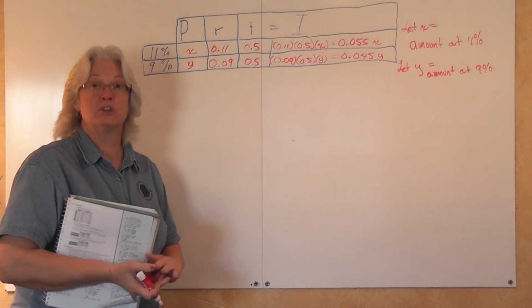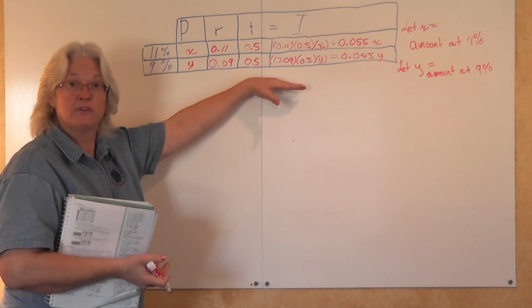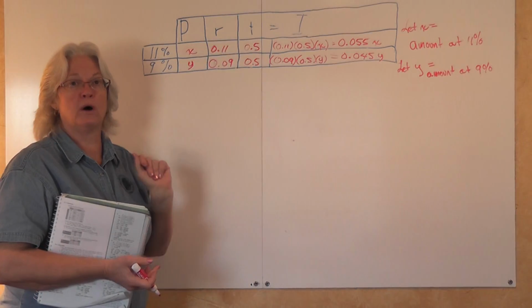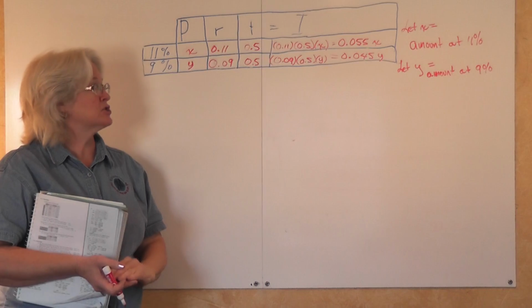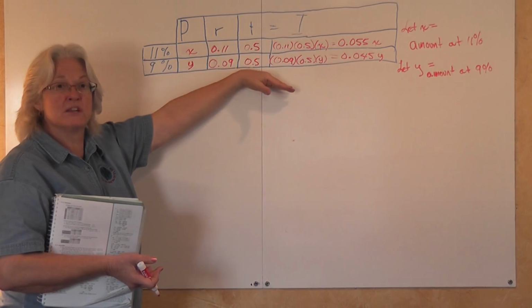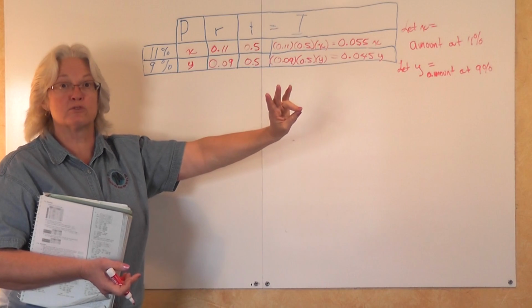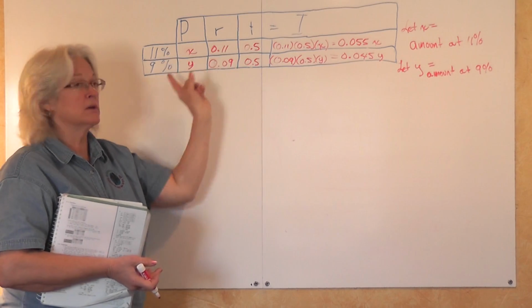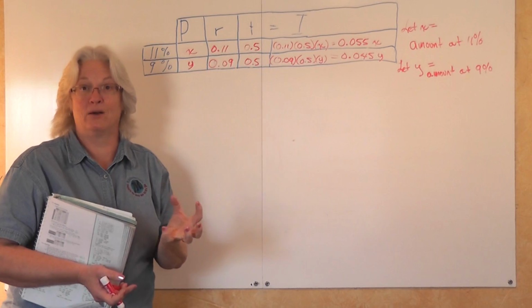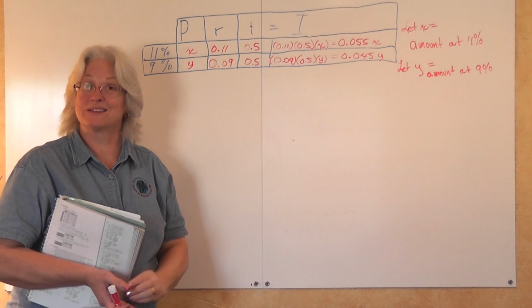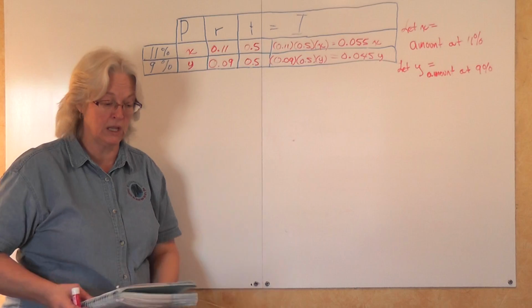There's not much difficulty involved in filling out our chart here. You know your principal, use your X and Y, do your multiplication, and we now have representations for principal and rate and time and interest for both amounts of money. Now what we do, we go back to the book and see what equations we can create.